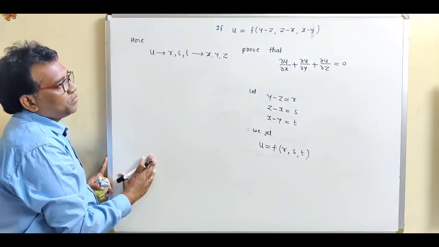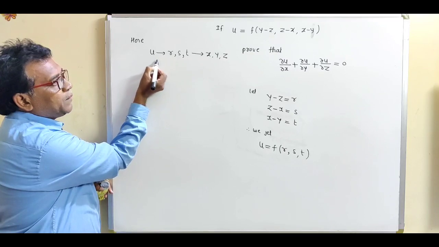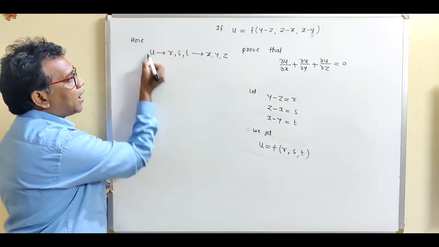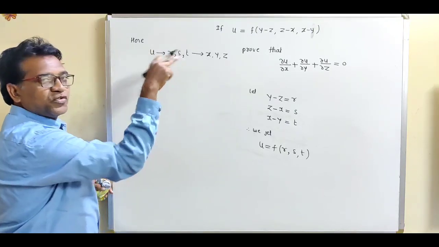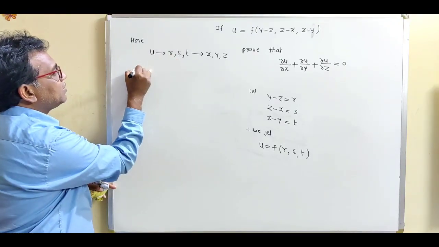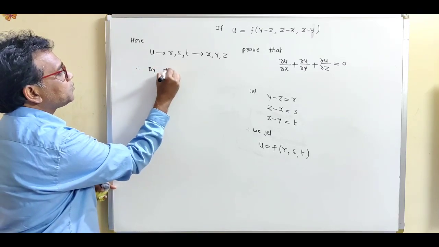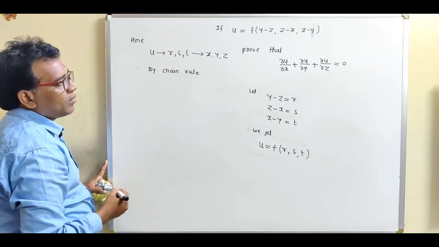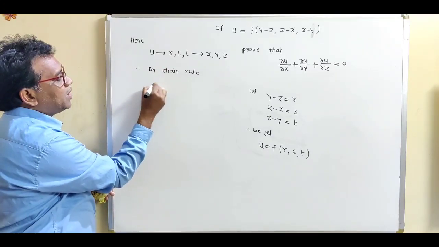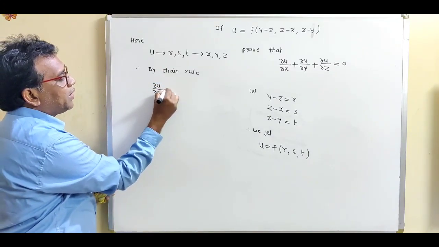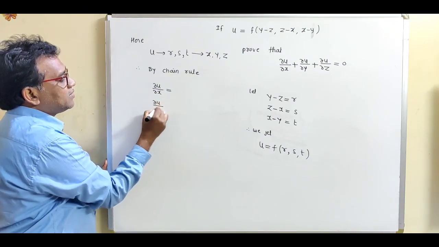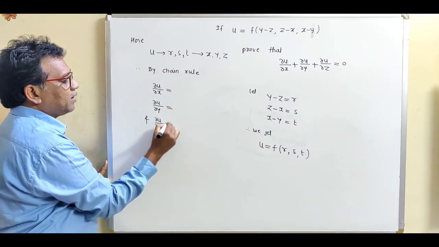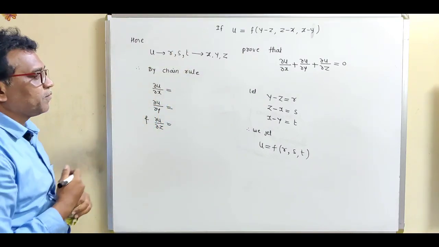So according to the chain rule, we can define these three partial derivatives, del u by del x, del u by del y, and del u by del z, first to last variable. So write down the formula here, therefore by chain rule. We can define three partial derivatives, del u by del x, second del u by del y, and third del u by del z.